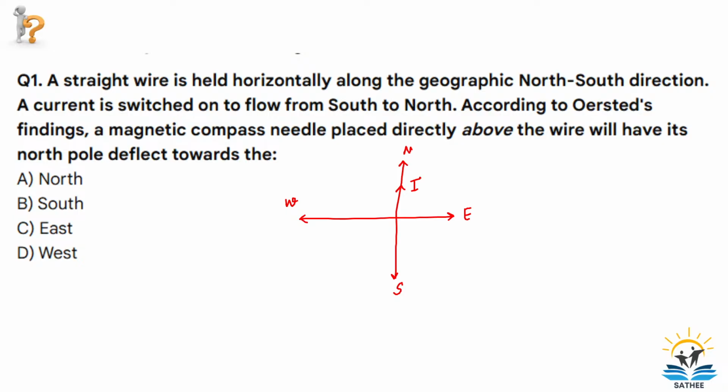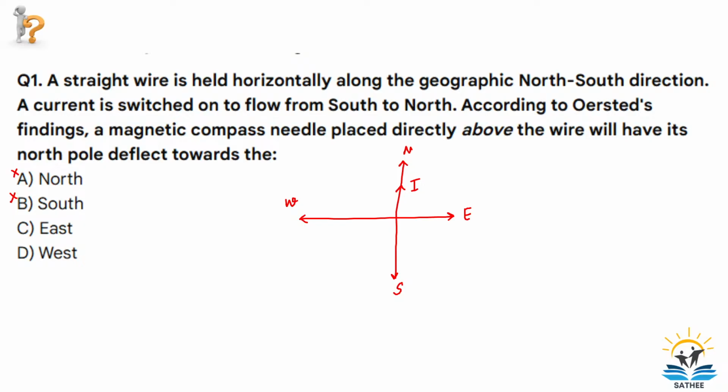And above the wire, what is the direction of your fingertips, or the curling of fingers? In which direction are your fingertips pointing above the wire? Towards east or towards west? North-south is a wrong option. A and B are wrong. So out of C and D, which option will be there? Above the wire, what is the direction of the magnetic field?